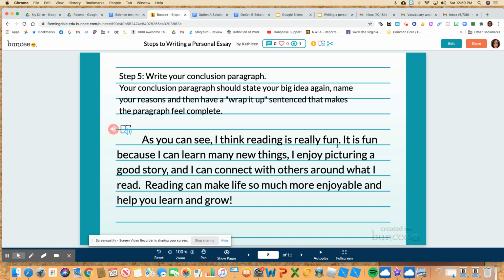So I'm going to say my big idea again. As you can see, I think reading is really fun. It's fun because I can learn many new things. I enjoy picturing a good story, and I can connect with others around what I read. Reading can make life so much more enjoyable and help you learn and grow. Okay, so that would be my conclusion.